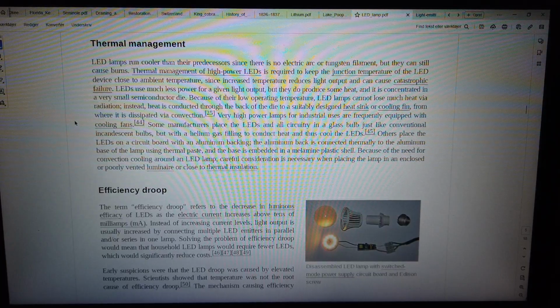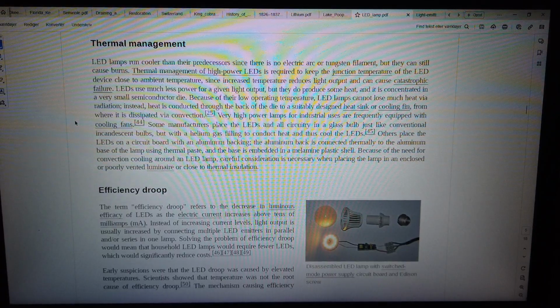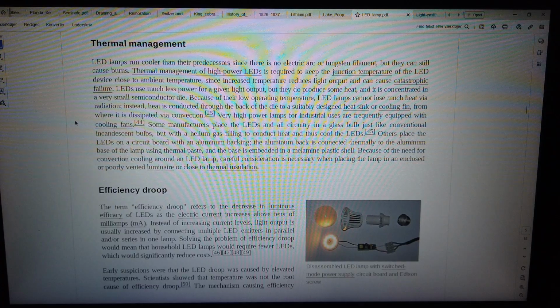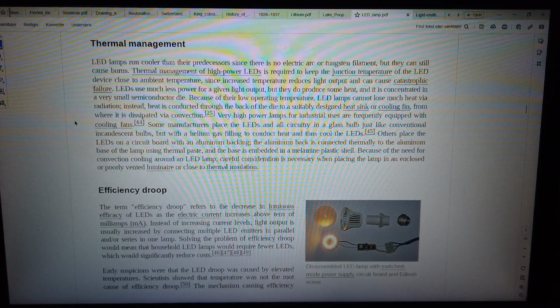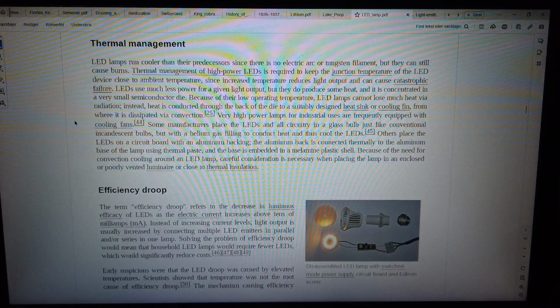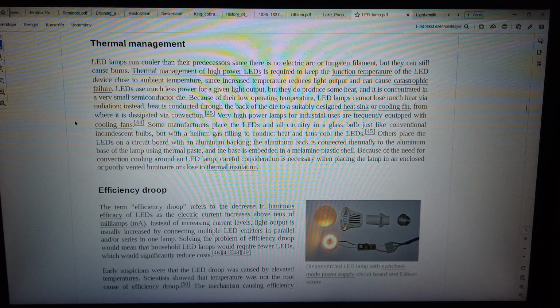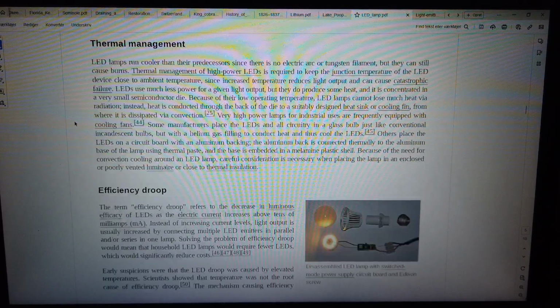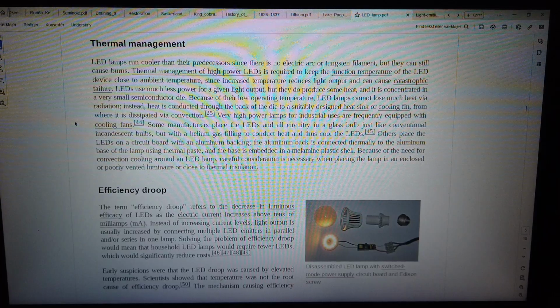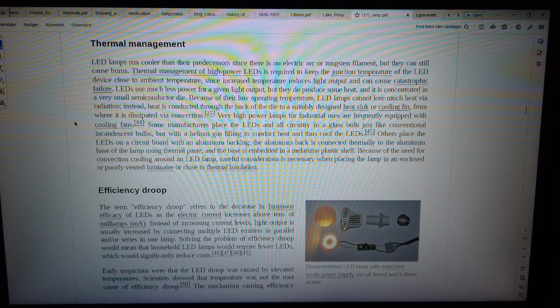Some manufacturers place the LEDs and all circuitry in a glass bulb just like conventional incandescent bulbs, but with a helium gas filling to conduct heat and thus cool the LEDs. Others place the LEDs on a circuit board with an aluminum backing. The aluminum back is connected thermally to the aluminum base of the lamp using thermal paste, and the base is embedded in a melamine plastic shell.